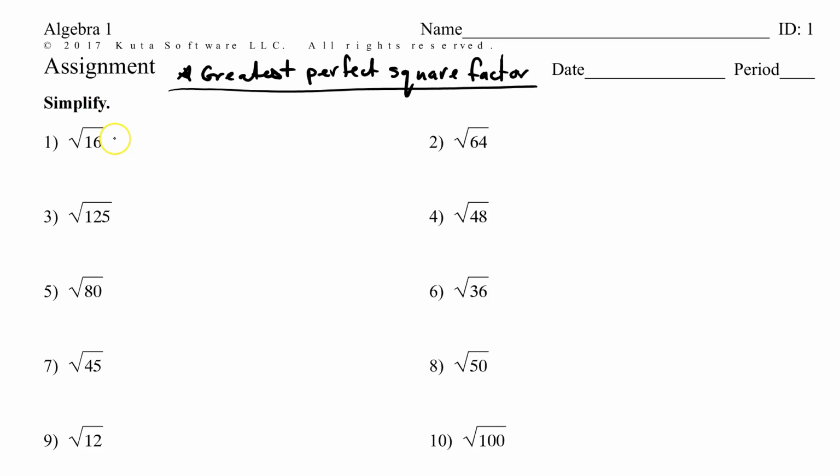So for this one, real easy. Square root of 16 is simply 4. Bam. And here, the square root of 64 is simply 8. Bam. But what happens when we have 125? Now, a portion of it, one of the factors, is a perfect square. But the other portion of it is not.